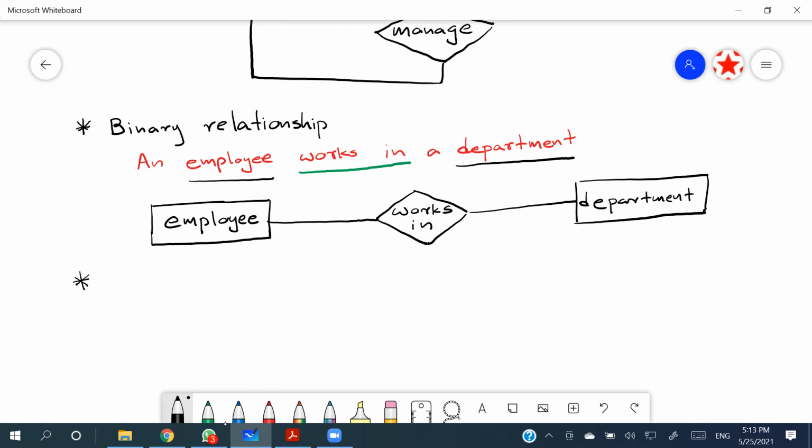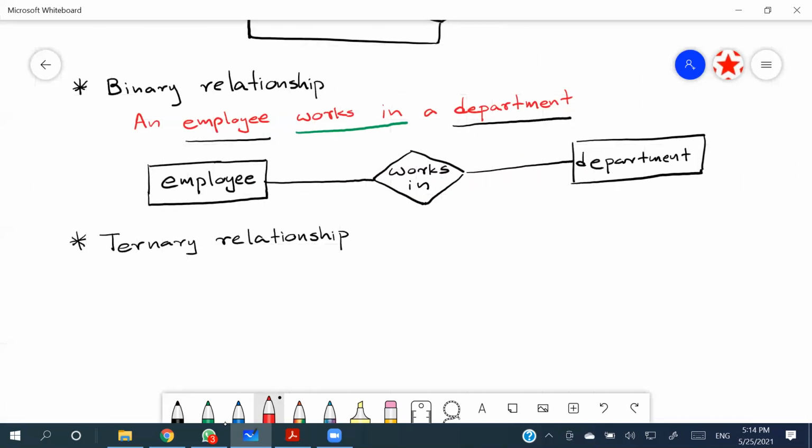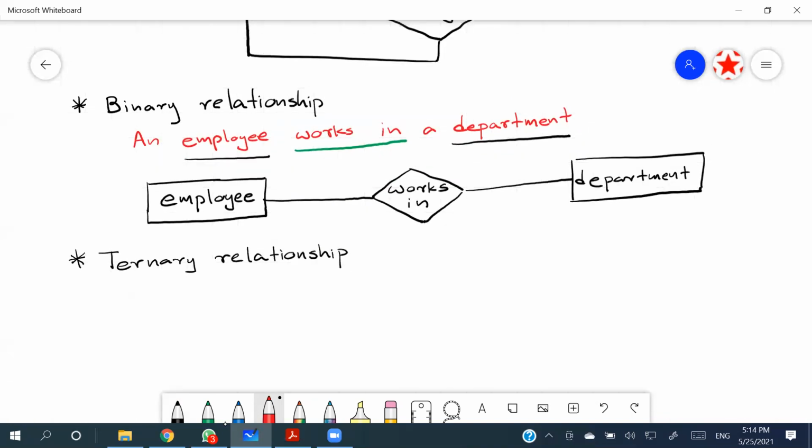So anyway, the third one is the ternary. Now, we can take a situation like this. I'm writing this from one of your exam questions. You will find it when you are doing the past papers.